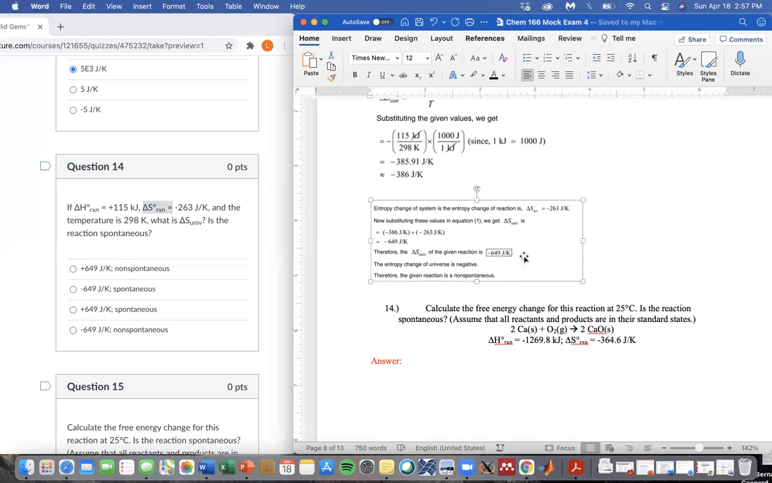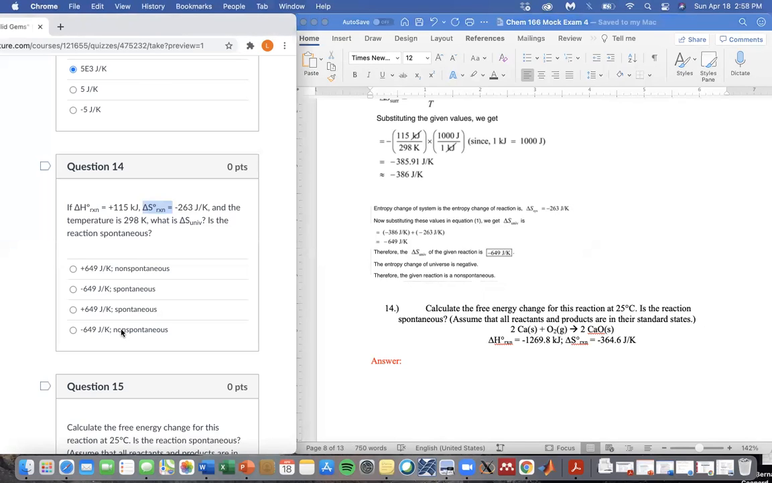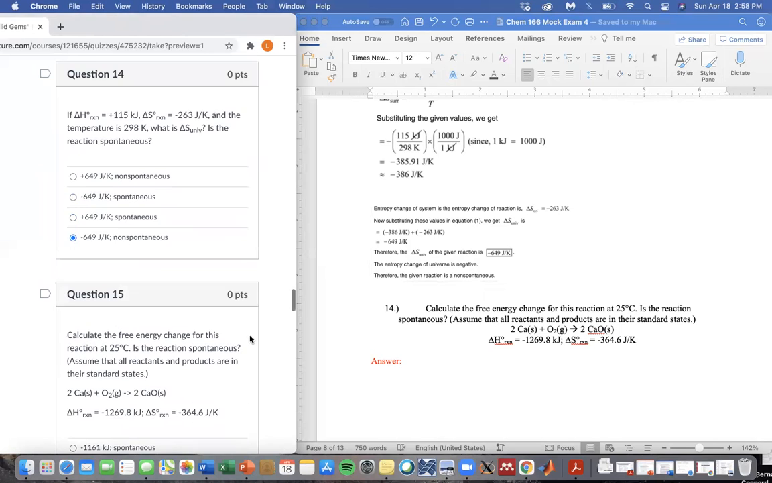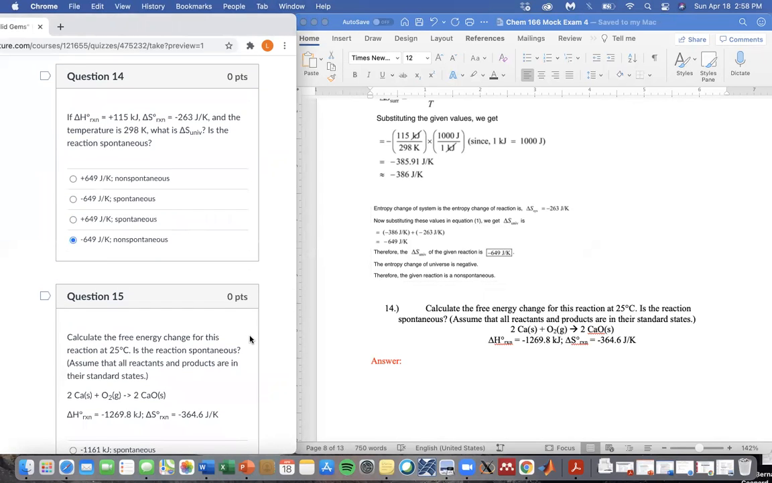When you have a negative value for your entropy, that means your universe is getting more ordered. That's the opposite of what you want to happen. If the universe is getting more ordered, it's going to be a non-spontaneous reaction. So because your delta S universe is negative, your reaction will be non-spontaneous. So the answer would be negative 649 joules per Kelvin, non-spontaneous. Do you have any questions about that one?